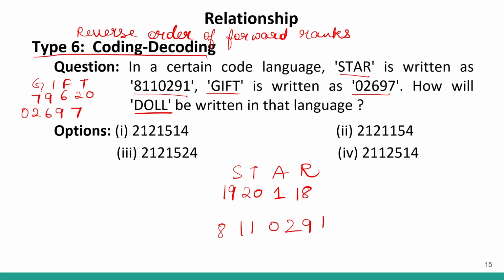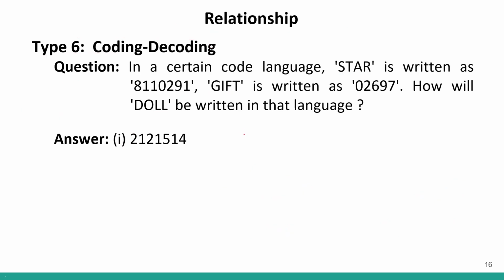So let us do the same thing for doll. We have DOLL. So if I give them forward ranks, this will be 4, 15, 12, 12. And if I write it in reverse order, it will be 2, 1, 2, 1, 5, 1, 4. And this is given in which option? 2, 1, 2, 1, 5, 1, 4 is given in option number 1. So option number 1 would be the correct answer to this question. Okay? Option number 1 would be the answer.